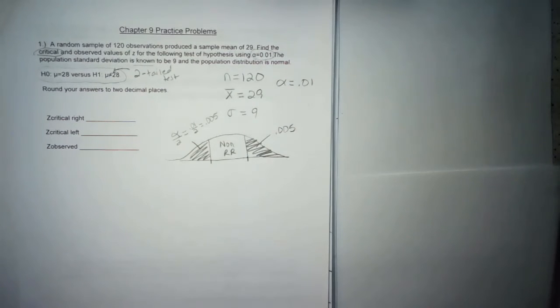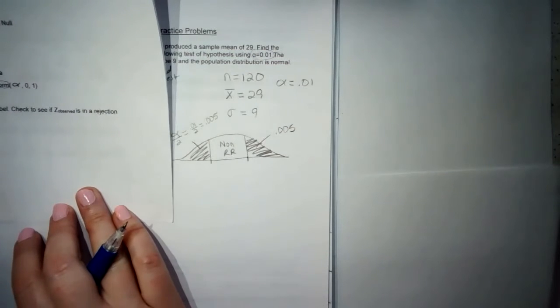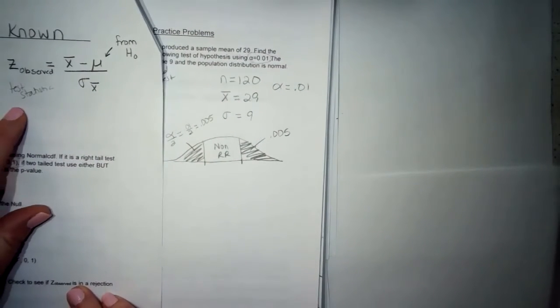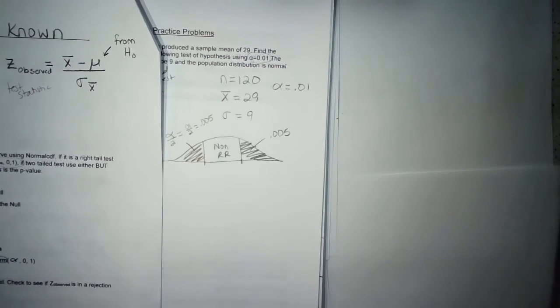Okay, now we're going to just follow our directions. So I'm down here. First thing it tells me to do is calculate Z observed from the formula. Turns out my formulas are right here. Okay, I want you to write that Z observed is also called the test statistic.